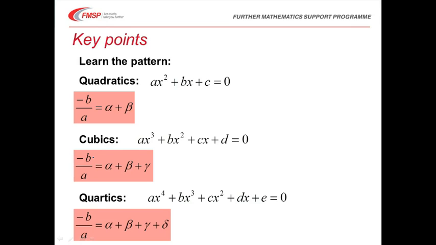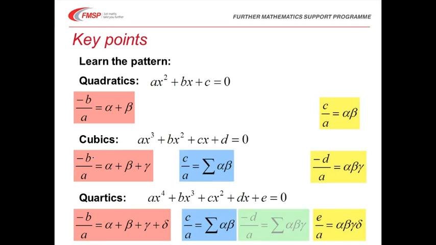After that, these little patterns alternate their signs as you move from left to right, so that by the time you get to the product of all the roots, it might be positive or negative. But if you remember that those patterns alternate their signs, then you will get that correct. Basically, you need to learn this page.